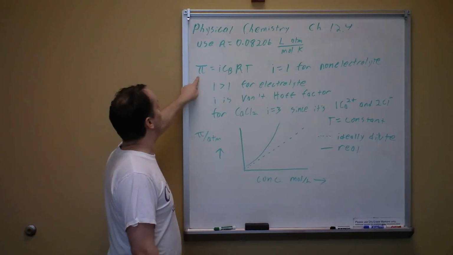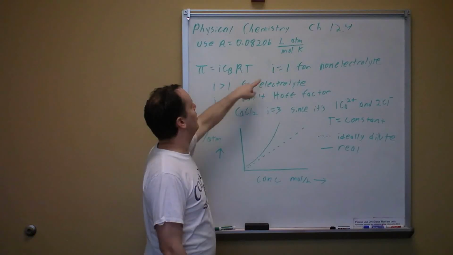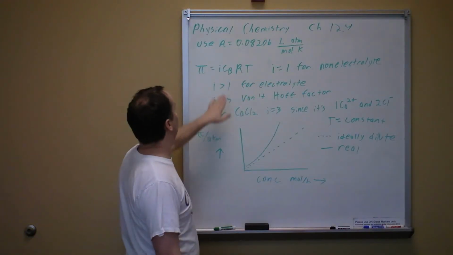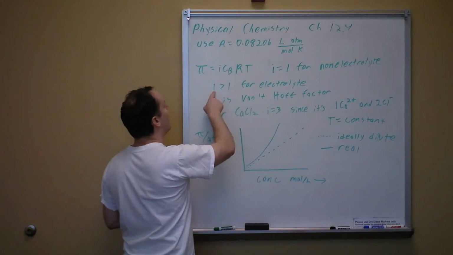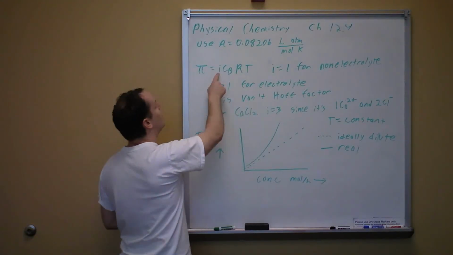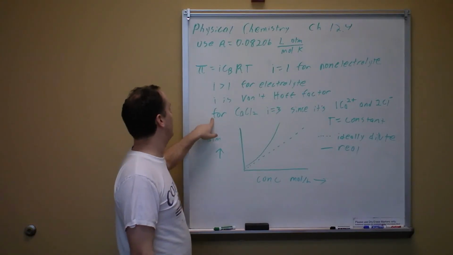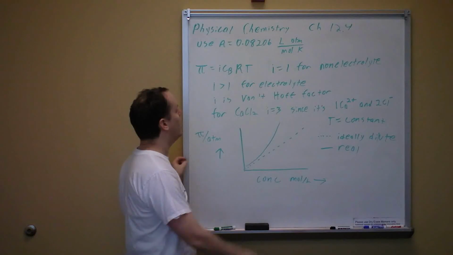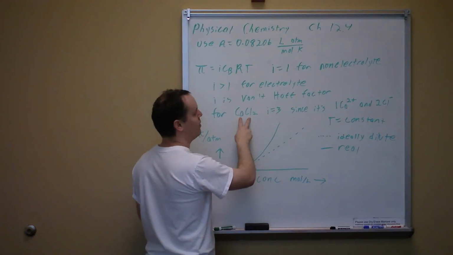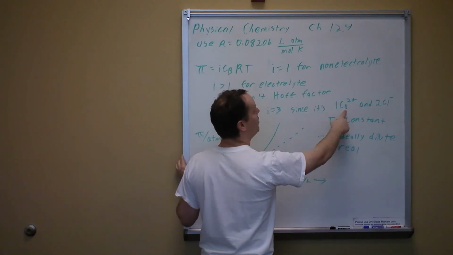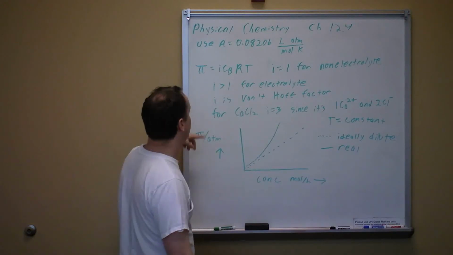If you're talking about electrolytes, then we'll have pi is equal to i CvRT. So i is going to be equal to 1 for a non-electrolyte, so it drops off, and you have pi equals CvRT. But if you have an electrolyte, i is going to be greater than 1. This i is called the van 't Hoff factor, because this is the van 't Hoff law. As an example, for calcium chloride, i is going to be equal to 3, because when this dissolves and dissociates into its ions, you're going to have 1 calcium 2 plus ion and 2 chloride anions.